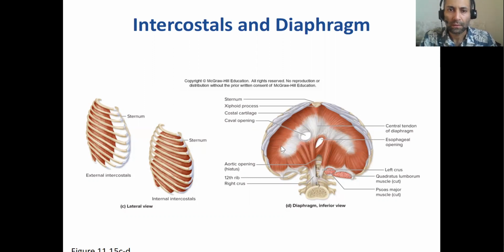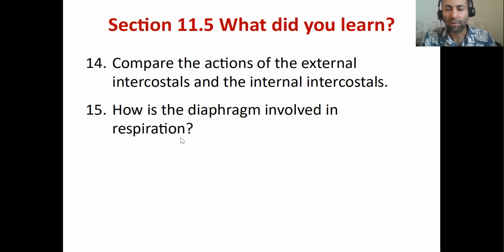Something to remember. All right, compare the actions of the external and the internal intercostals. External intercostals make the rib cage, pull them outwards, expand, so that's inhalation, and the internal intercostals collapse the rib cage, so that is for expiration or exhalation. How is the diaphragm involved in respiration? When it moves down, you breathe in, and when it moves back up to its dome-shaped position, that's when you breathe out.